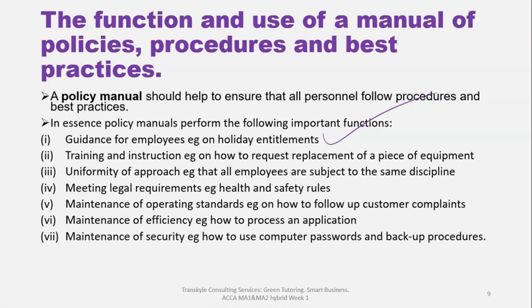It also speaks about training and instruction. For example, on how to request a replacement of a piece of equipment, you have to refer to the policy manual for procedures to be followed. Uniformity of approach, for example, that all employees are subject to the same discipline, because there is a document in place that outlines how disciplinary procedures have to be conducted in the company. Then there is a consistent or uniform approach which would be applied to everybody. But without a document, there would be a lot of discretion which would end up leaving some employees being harassed, whilst others would be allowed to go scot-free. But when we have a document in place, it becomes a term of reference, and there would be consistency in the approach with regards to disciplinary procedures.